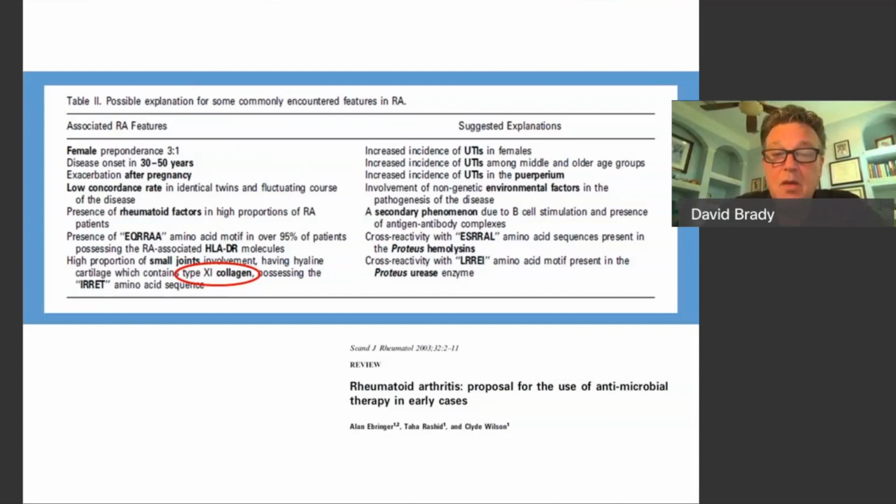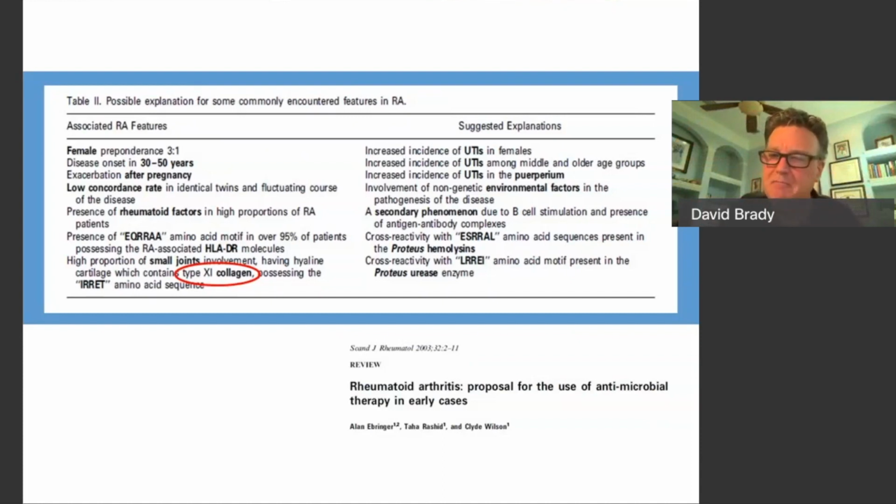But the real aha moment was when he actually worked out the amino acid sequences between the Proteus hemolysin and the Proteus urease. And the Proteus hemolysin had an amino acid motif almost exactly matching the HLA pattern in these patients, the HLA-DR molecules unique to these patients' immune response. But the Proteus urease matched a specific type of collagen known as type 11 collagen. Type 11 collagen is only found in certain places in the body. And wouldn't you know, it's found in the places in the body that RA affects, like small joints of the hands. It's not in the larger joints spared by RA.